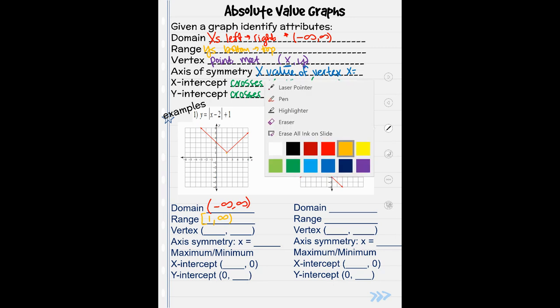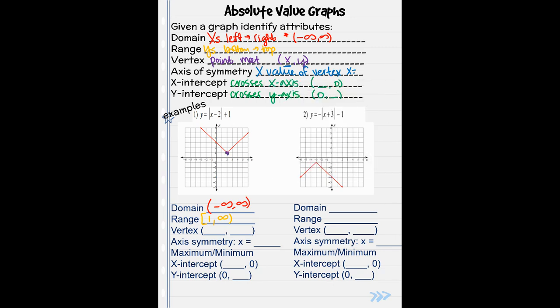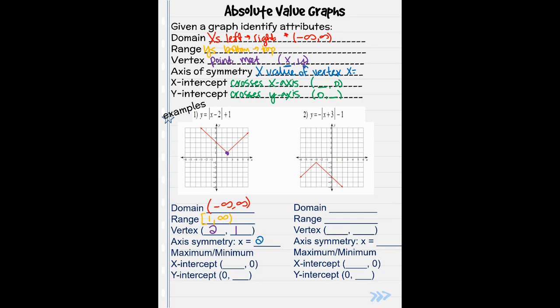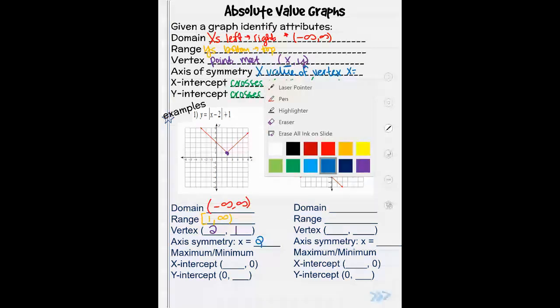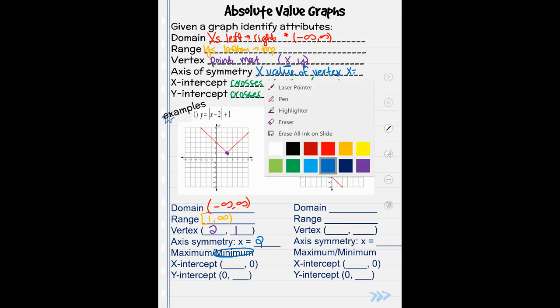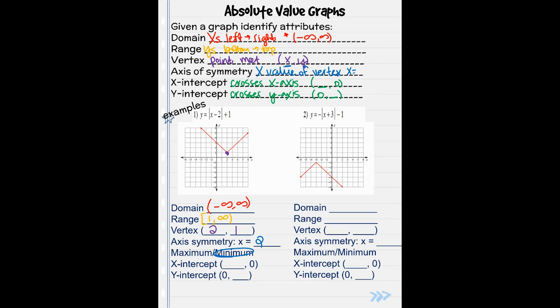Vertex, where is that point? Where is this point right here? It is at 2, 1. Axis of symmetry. What is our x value of our vertex? 2. X equals 2. That's our axis of symmetry. Is this a maximum or minimum? Remember, if it opens up, then it is a minimum. Where does it cross our x-axis? Why is that not right on that? It doesn't. There is no x-intercept. Where does it cross our y-axis? Right here, where x is 0 and y is 3. Easy enough looking at the graph.